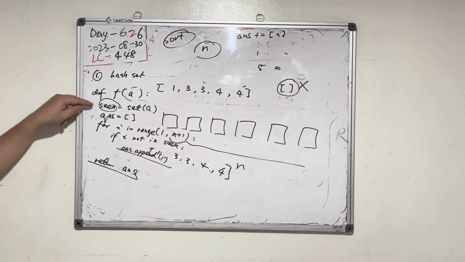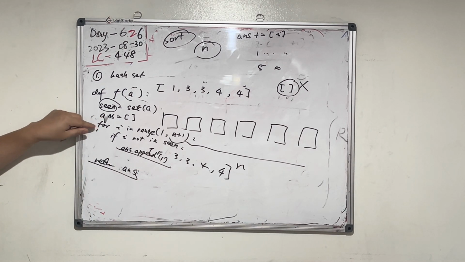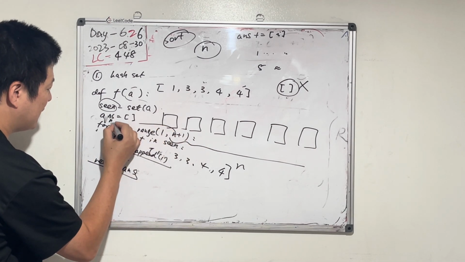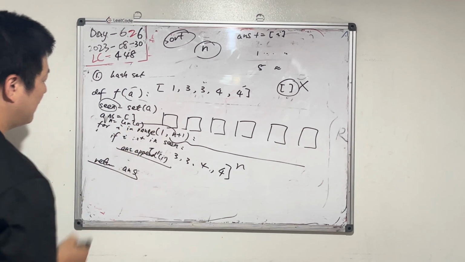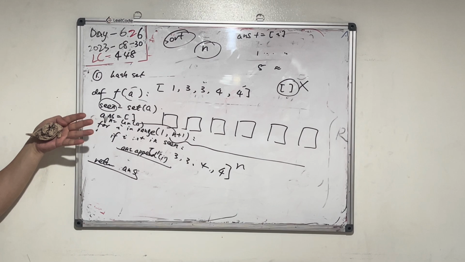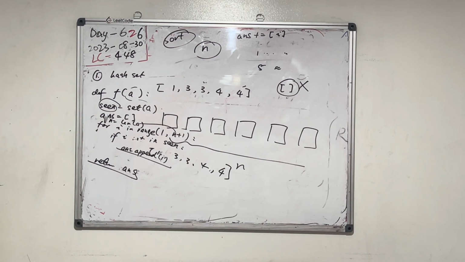O(n) time, O(n) space. One thing missing is this n. n is the length of A. This is very trivial, right? Because this is the first solution we can easily think of.